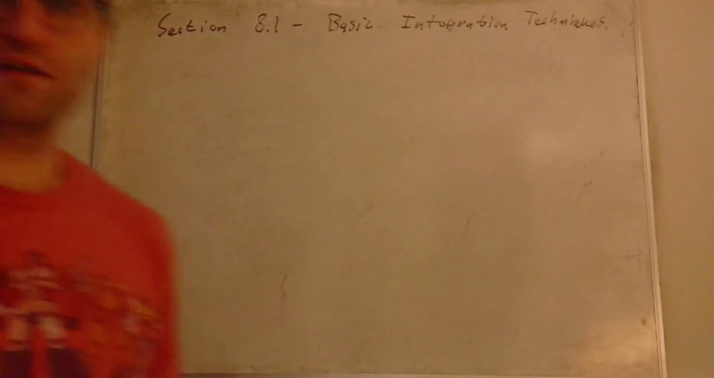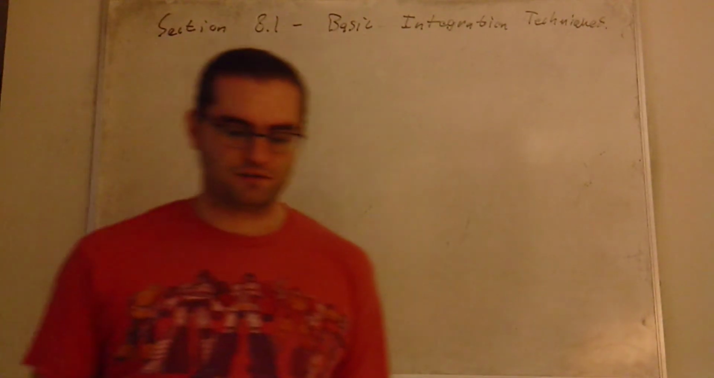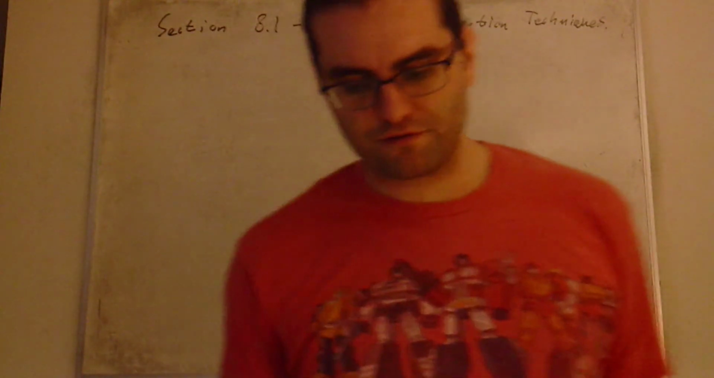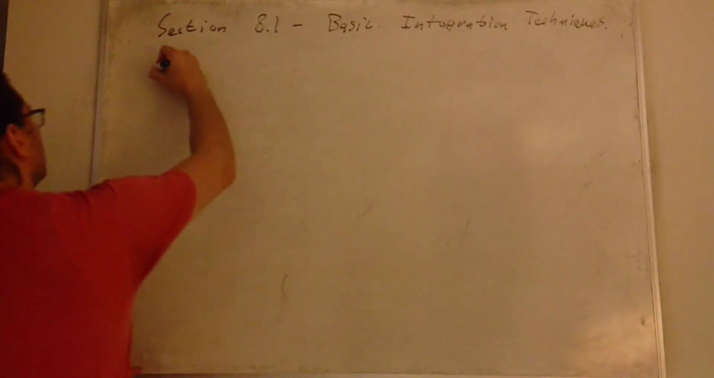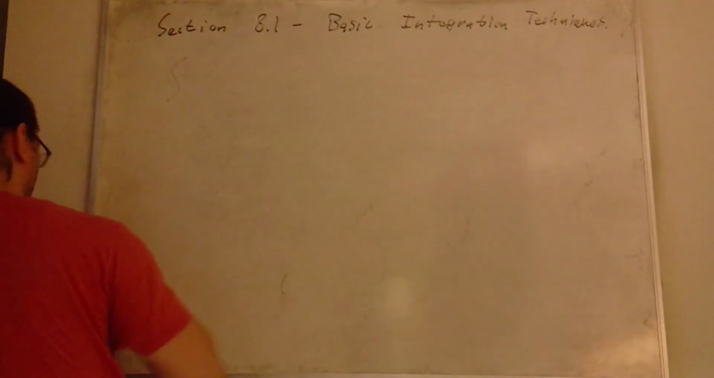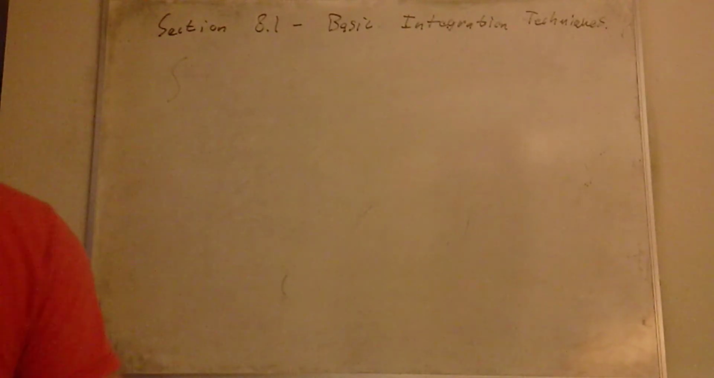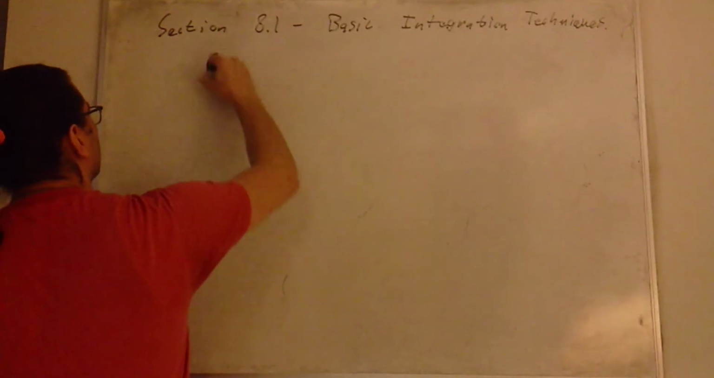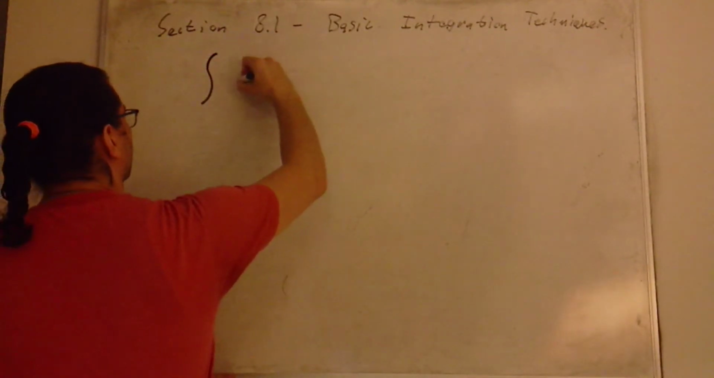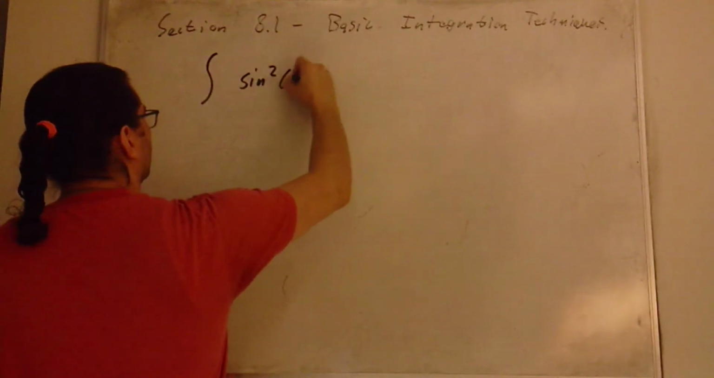The other technique that we're going to talk about, the other new piece of information, is called the half angle formula, and it will allow us to, God, all my markers are dying today. Let's try this one. The half angle formula will allow us to integrate things that look like this.